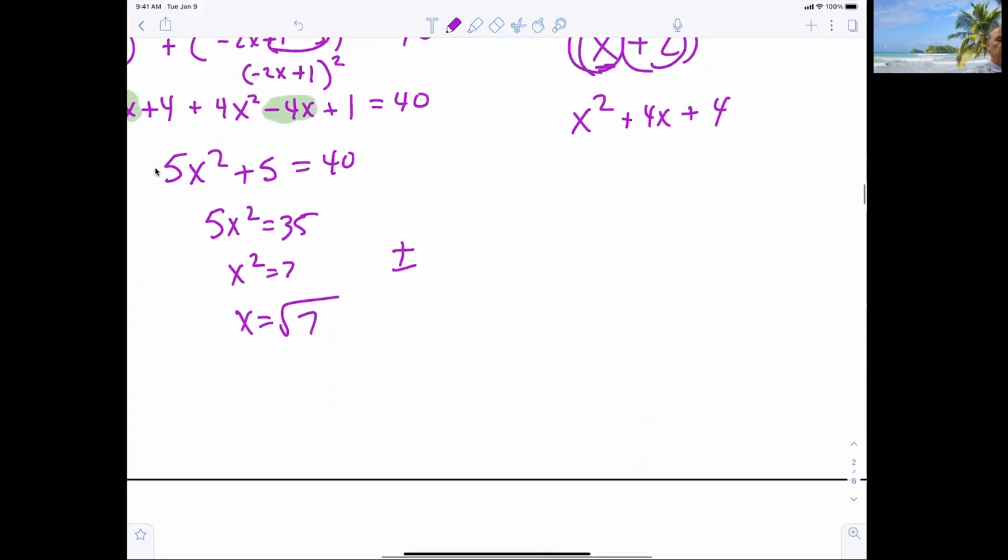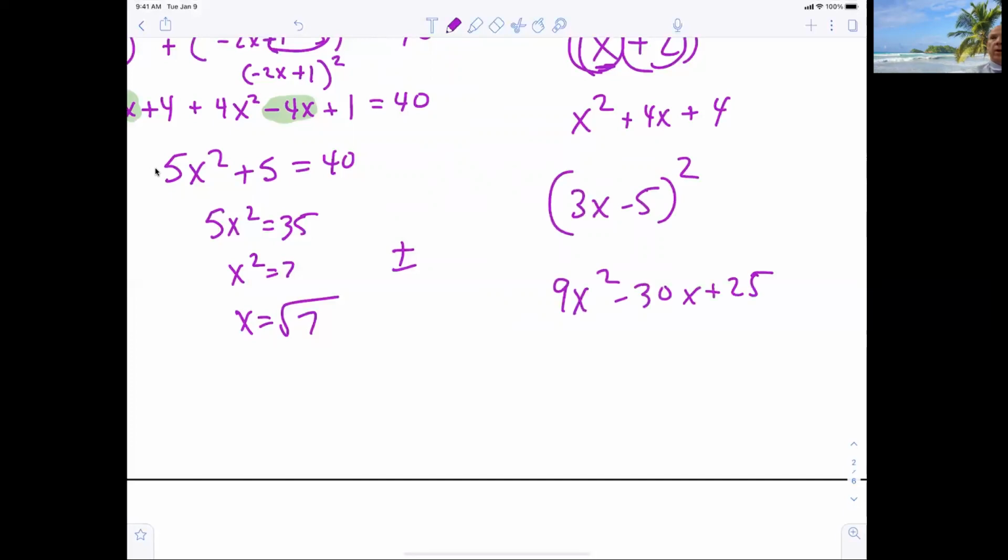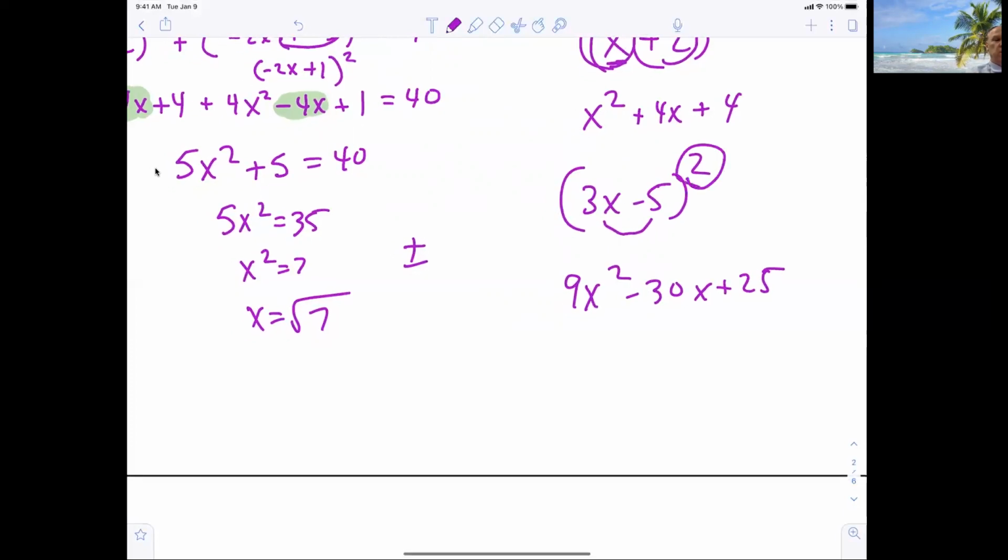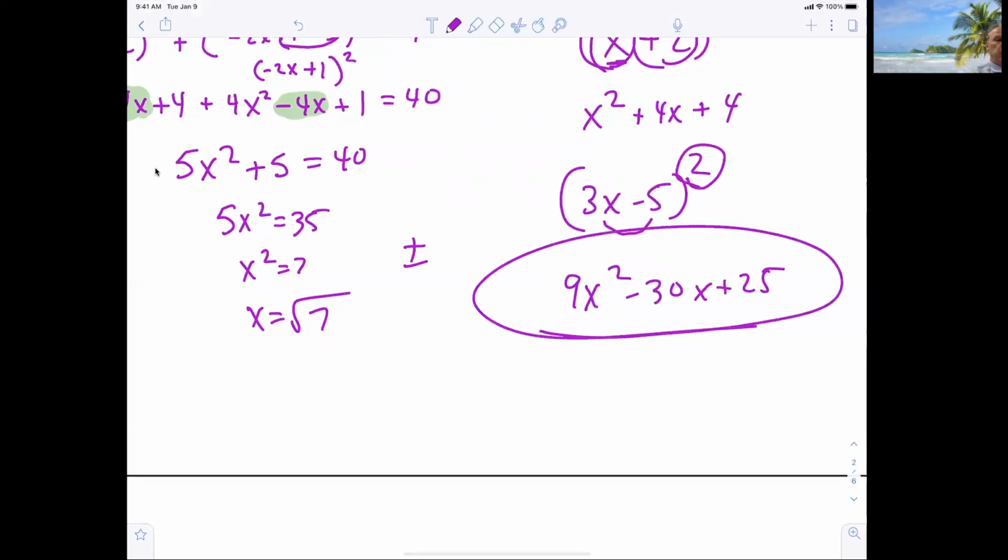So let's practice. If I said 3x minus 5, you can dazzle your teachers next year. 3x minus 5 squared, you should be able to look at that and just say that's 9x squared minus 30x plus 25, right? Because you multiply 3x times negative 5, which is negative 15, and then there's always 2. The middle term is always doubled. All right? Square the first term, square the last term, multiply these two together, and then multiply by 2.